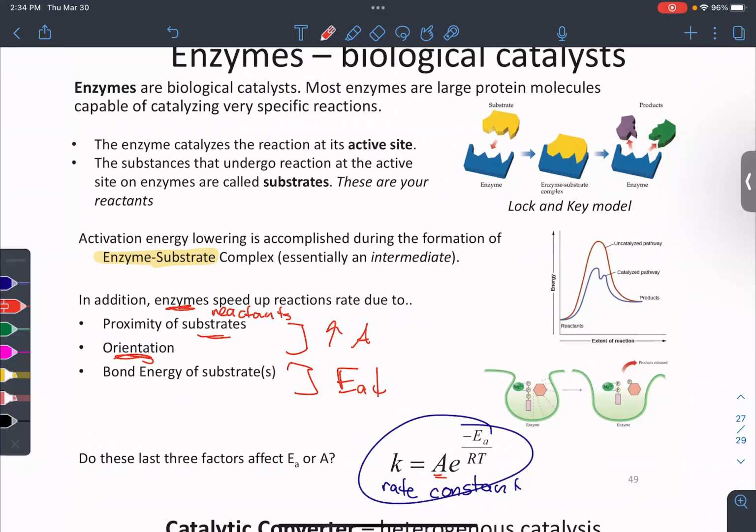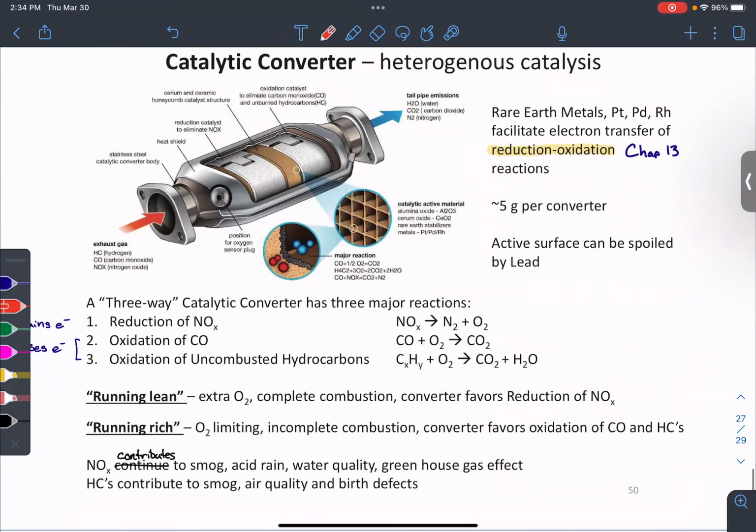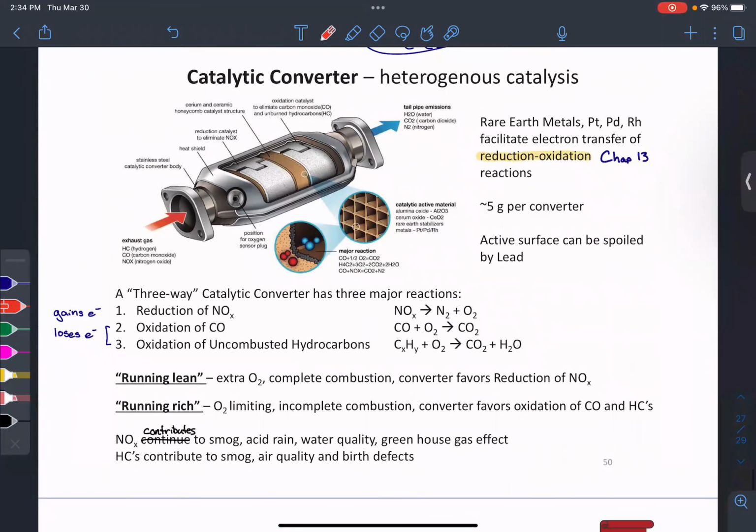Orientation and proximity, that's like our Mike Tyson catalyst bringing the reactants together, so you're more likely to have sufficient collisions. So those are enzymes, but people don't care about those. Let's talk about what we do care about: cars, and not the human body.